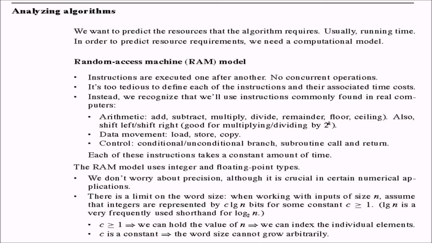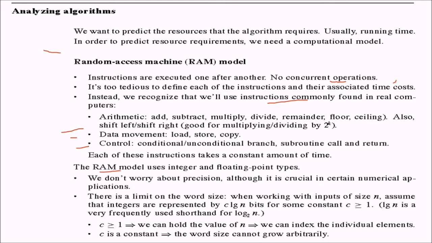So now we come to the actual part, which is analyzing the algorithms, and we want to predict the resources that the algorithm requires. What would be the resources? An algorithm would run on some machine in the form of a program, which gives running time. So in order to predict resource requirements, let us make a computation model, which we call the random access machine model. Instructions are executed one after another, with no concurrent operations. It is too tedious to define each instruction and its associated time cost, so we recognize that we will use instructions commonly found in real computers, like arithmetic, data movement, and control. Each of these instructions takes a constant amount of time.